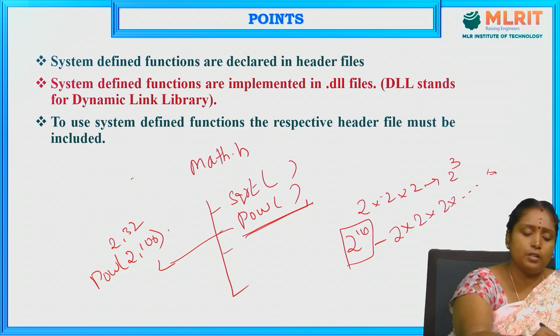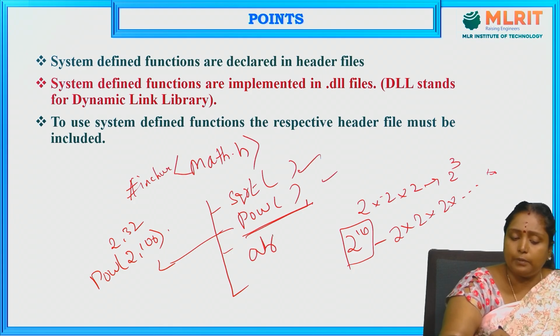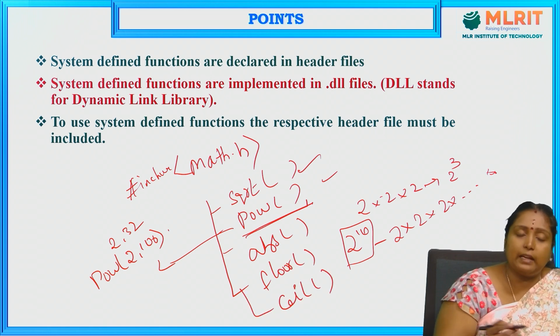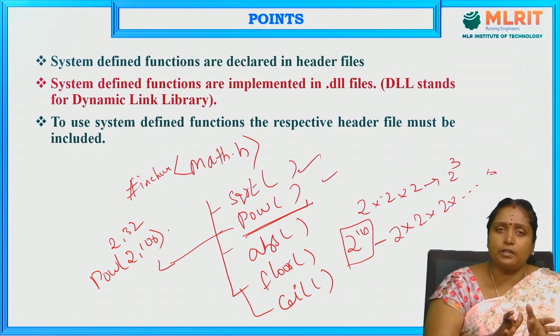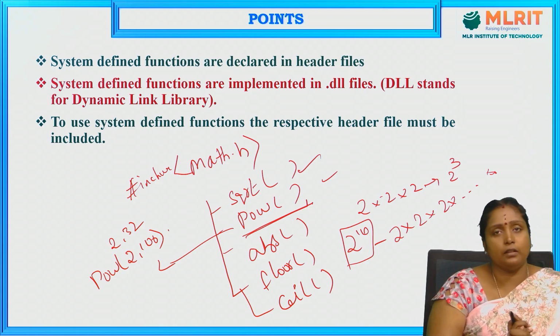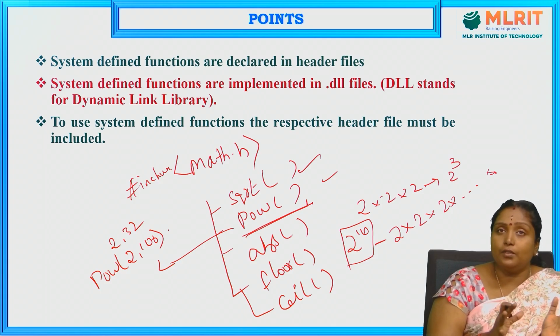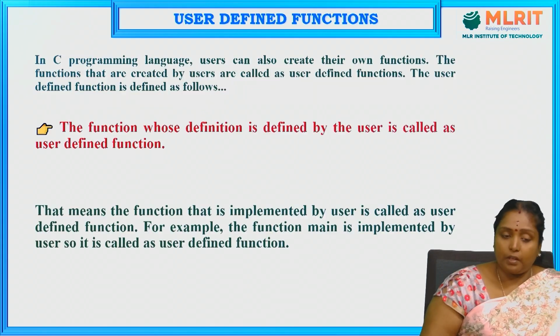Simply, we have to include the math.h header file in our program, and we can use square root, power, absolute, floor, ceil, and many more functions, like tan theta, all the mathematical functions that have been defined in math.h. So this is how we use the predefined functions in C language. Okay.